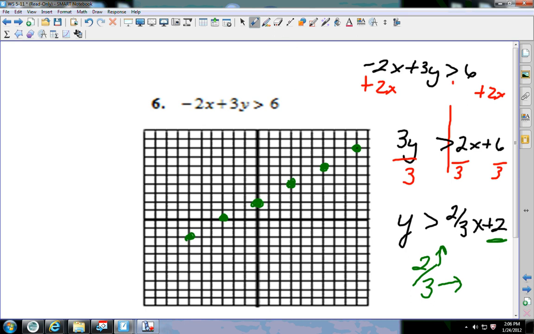Now, it does not have an equal to bar, so it is a dashed boundary line. Nothing on that line is a solution. It's just a boundary line. This symbol is greater than. It means to shade above. So you'll go to your line and shade above it. Everything up here above this line is a solution. All of this. But nothing on the line because it's a dashed line.